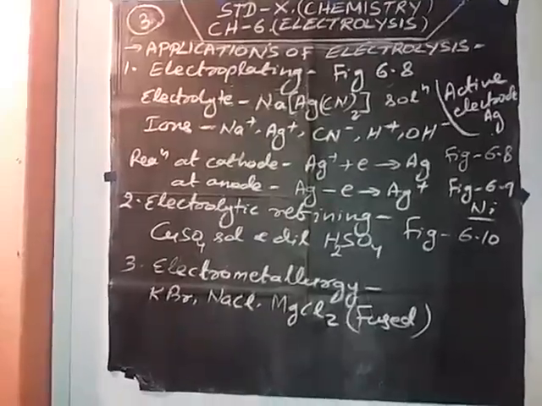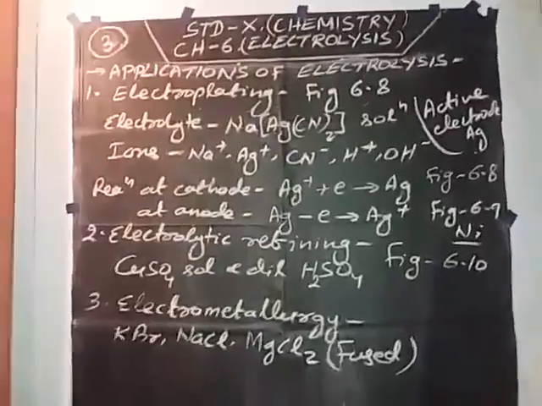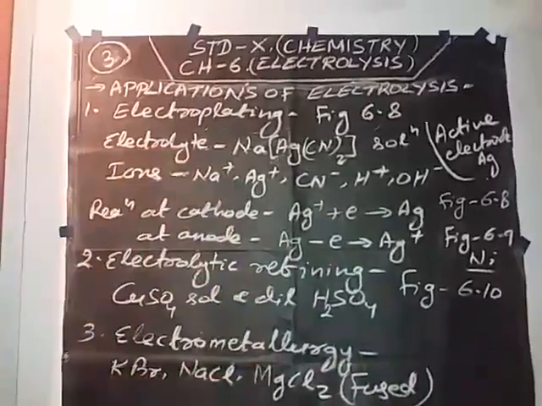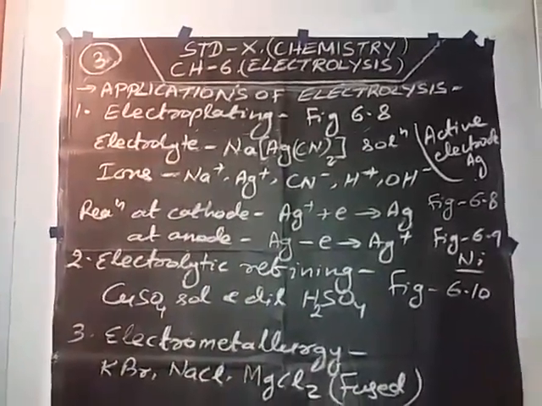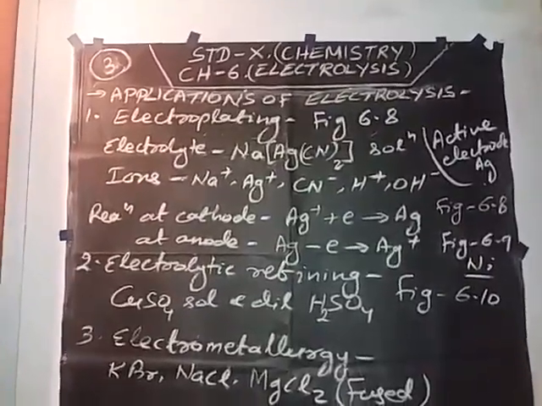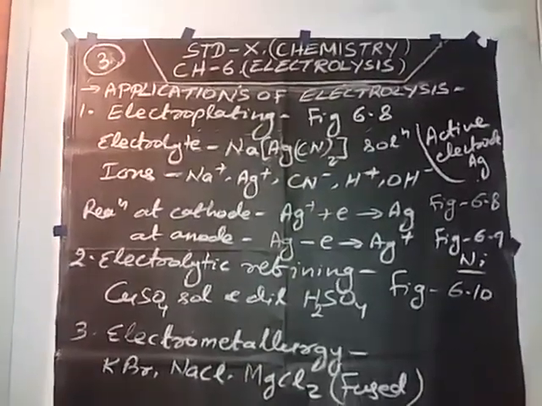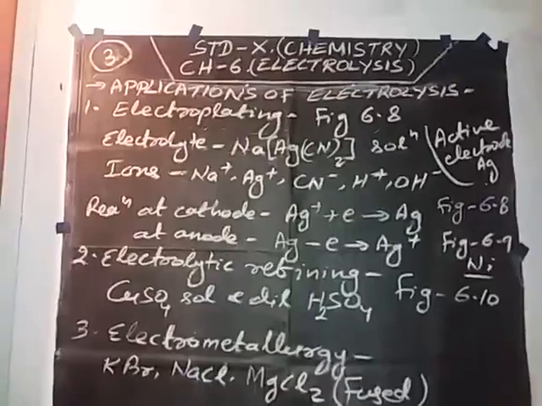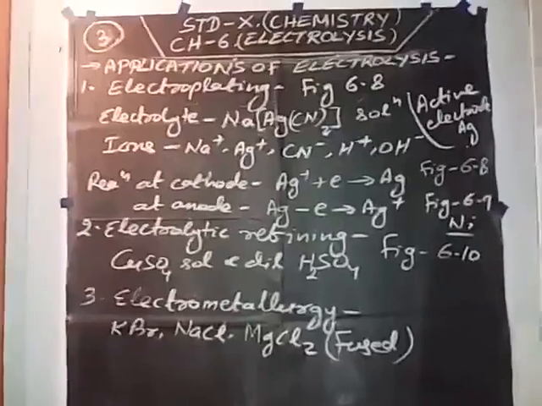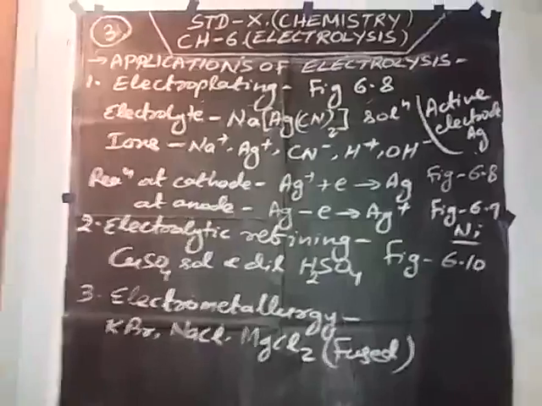Electroplating of an article with silver. Silver must be added as electrode near anode. The electrolyte during electroplating must be a silver salt solution. The metal to be electroplated is connected at cathode. For the electrolyte, you have to take sodium argentocyanide or potassium argentocyanide.